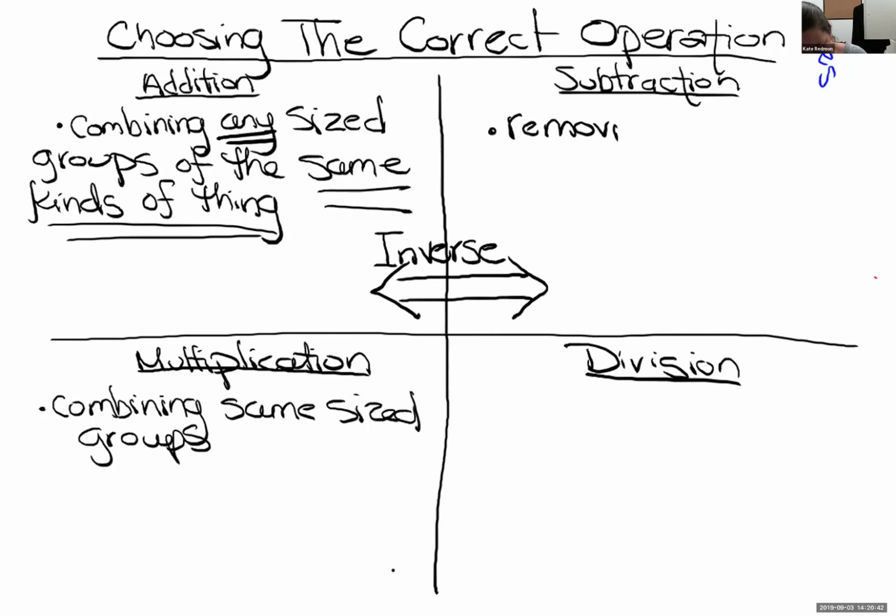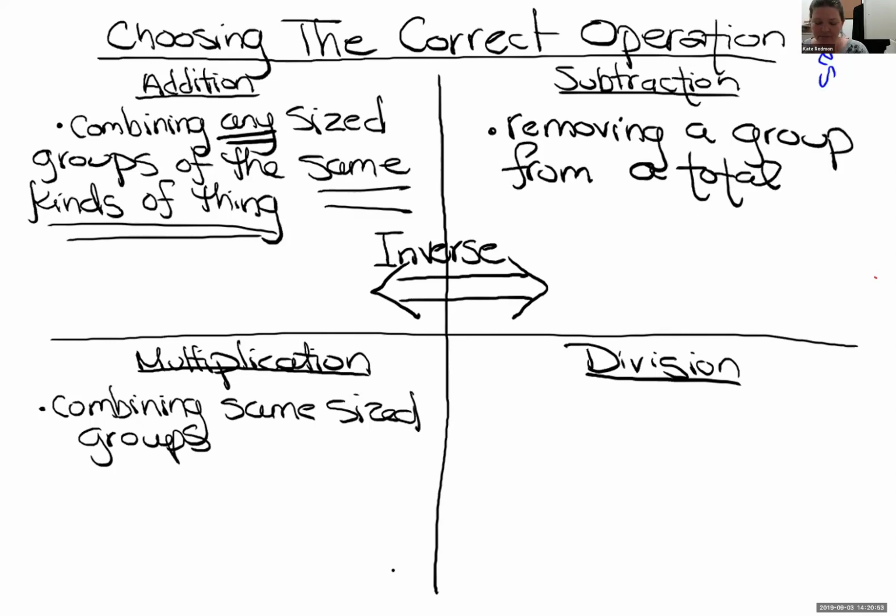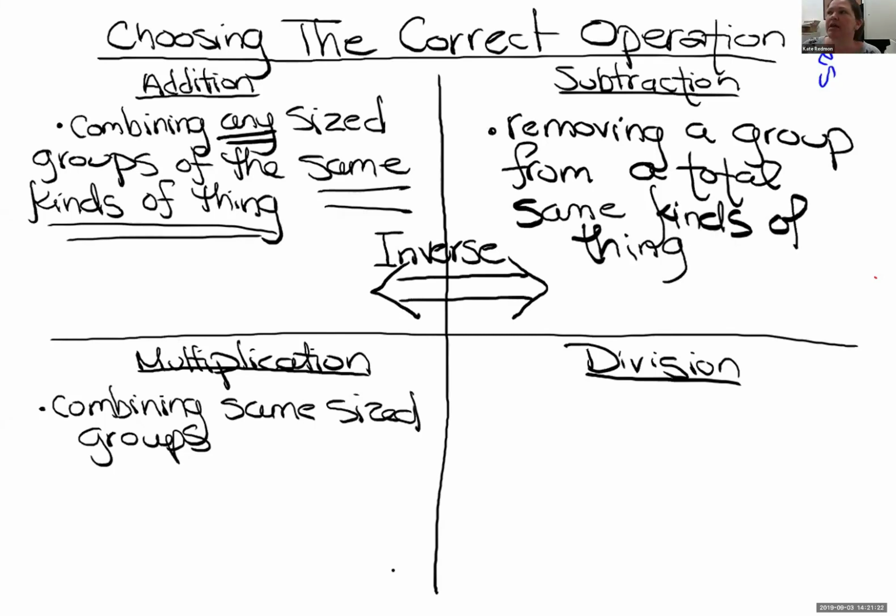Subtraction here is removing a group from a total. This time, instead of making a total, we're starting with a total. Instead of putting together groups, we are taking out a group. Now, notice though, because addition and subtraction are inverses, it is going to have that same idea that it has to be the same kinds of things. You cannot suddenly reach into a bowl of apples and remove oranges. It's not going to work.